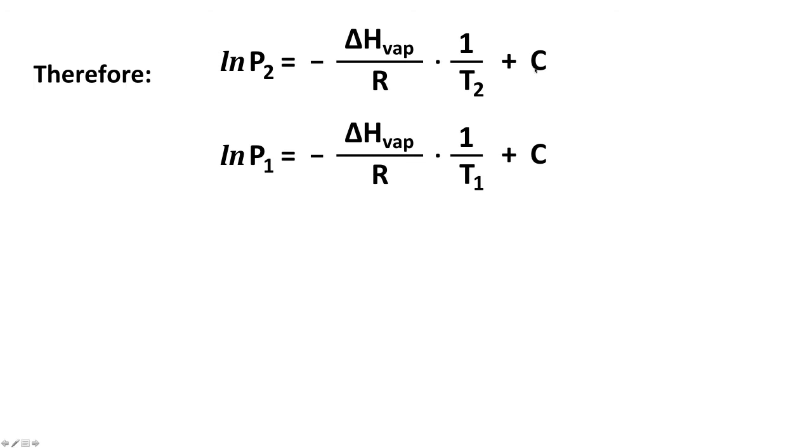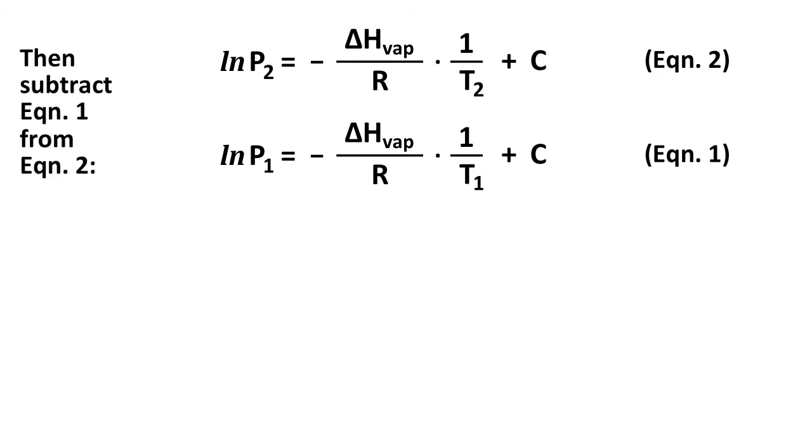And the interesting thing we can do with this is, if we call the top equation equation 2 because it's data point T2 and P2, and we call the bottom equation equation 1 because it's data point P1 and T1, since these are two equations, we can manipulate the equations in specific ways and still have an equation.